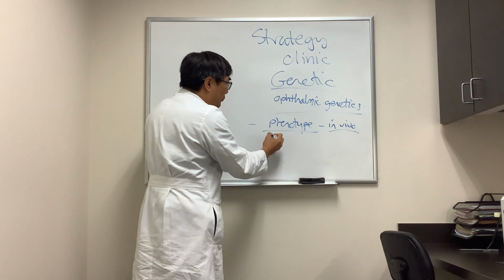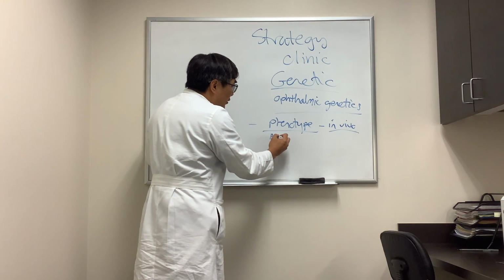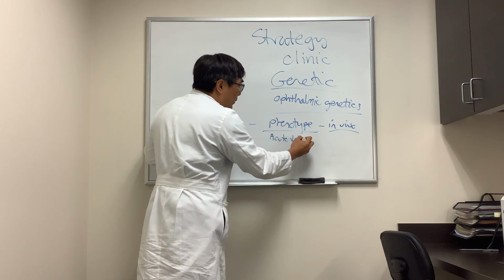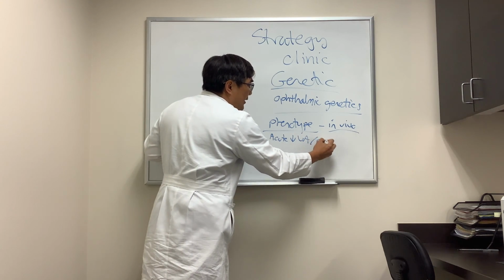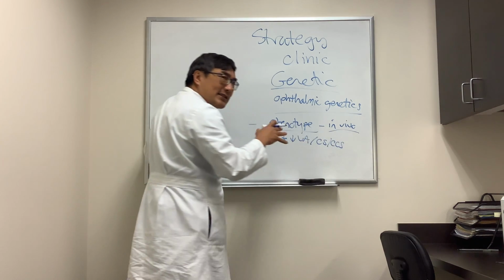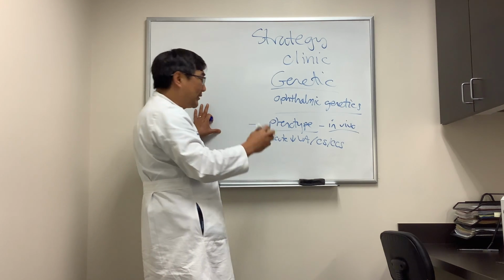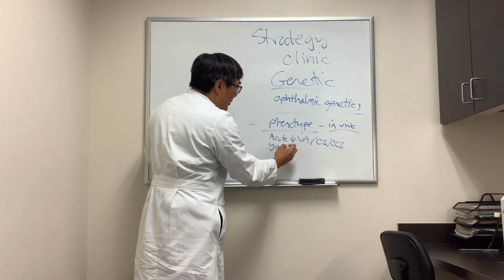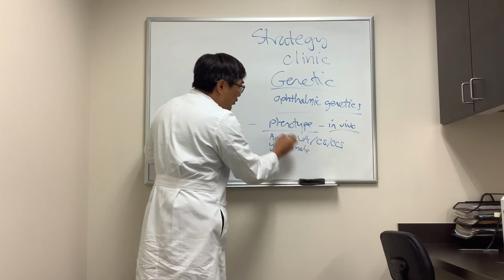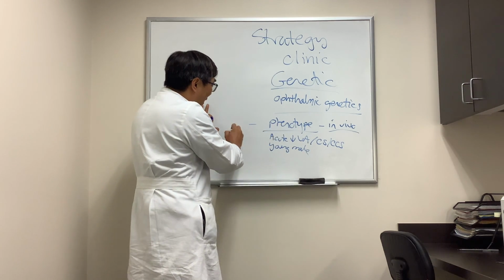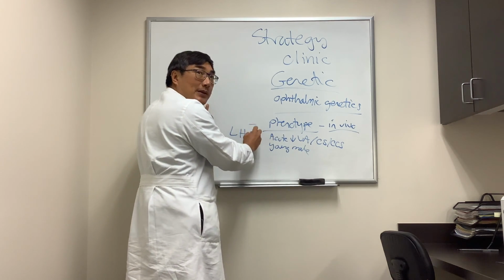So we'll just use as a prototype, acute or subacute loss of vision in both eyes with a central or cecocentral scotoma and a disc that looks a little bit swollen but isn't swollen or has peripapillary telangiectasias in a young male. So that is the prototype phenotype for Leber hereditary optic neuropathy.